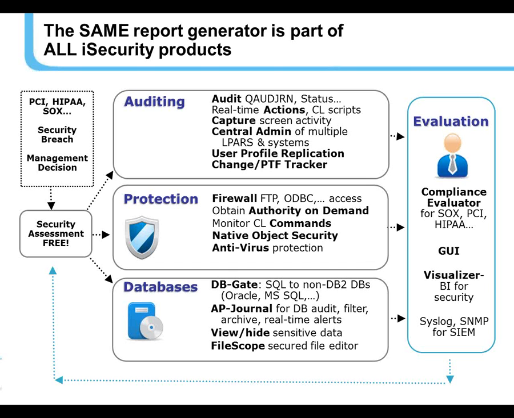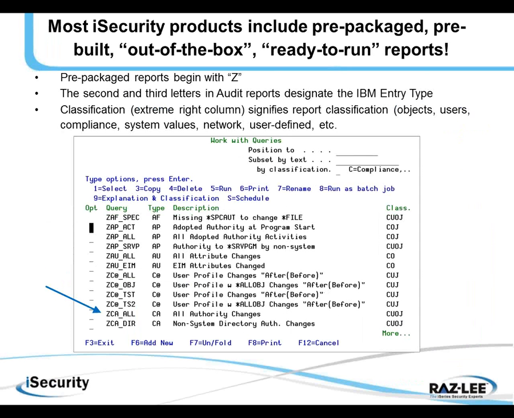So let's now have a closer look at exactly what we're offering. Again, the same report generator is part of all iSecurity products. I've listed here schematically the different iSecurity products broken down into the areas of auditing, protection, databases, and evaluation. I won't go into them now, and we'll go right into trying to show how exactly our report generator and scheduler is so special. So again, most iSecurity products include these prepackaged, pre-built, out-of-the-box, ready-to-run reports.